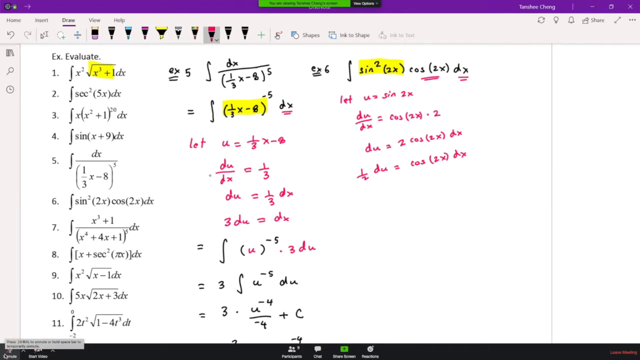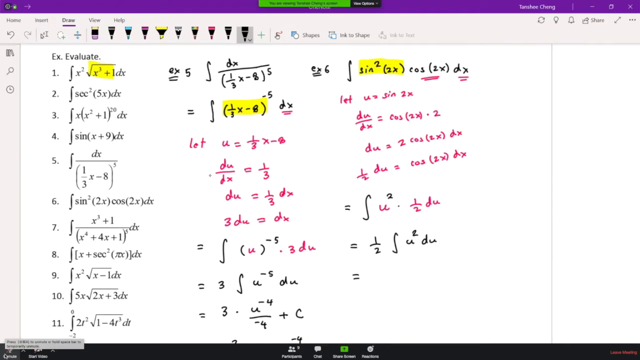Follow so far? Now, continuing this, that will be the integral of u squared, right? And times cosine 2x dx, that is basically 1/2 du, substituting. So now this is very neat and easy functions that we know how to integrate, which is going to be 1/2 times the integral of u squared du.